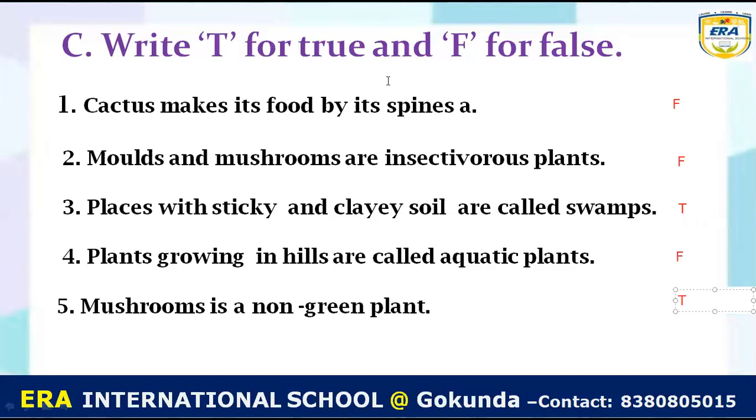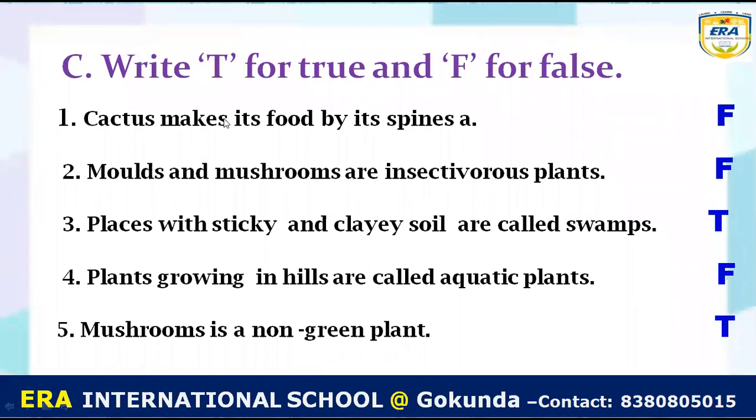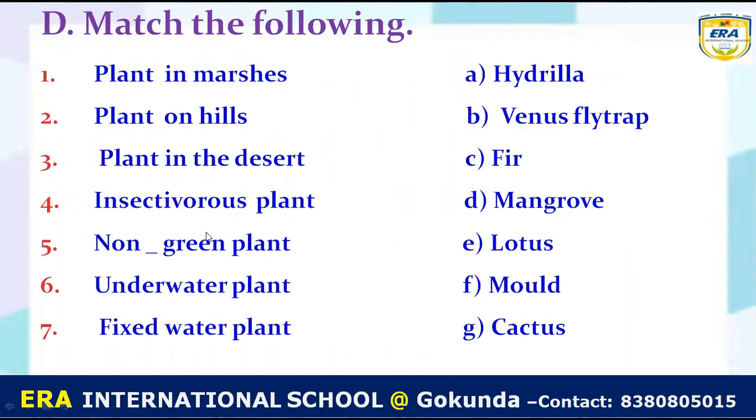Okay, so everybody, once again, pay attention carefully. Write the answers in the textbook, and after that, check your answers. The answer key is given here. I am sending you the answer key through the PPT. You can write it again. Cactus makes its food by its spines: false. Molds and mushrooms are insectivorous plants: also false. Places with sticky and clayey soil are called swamps: this is true. Plants growing in hills are called aquatic plants: also false. And mushroom is a non-green plant: that is also true. And the last question is match the following.